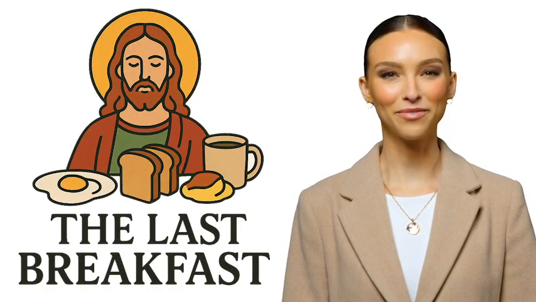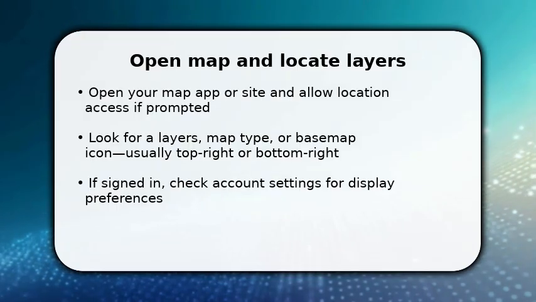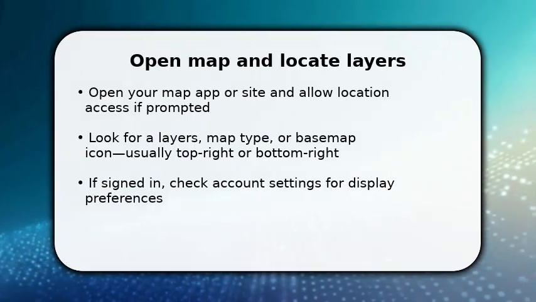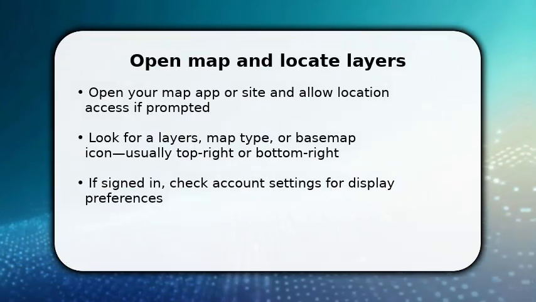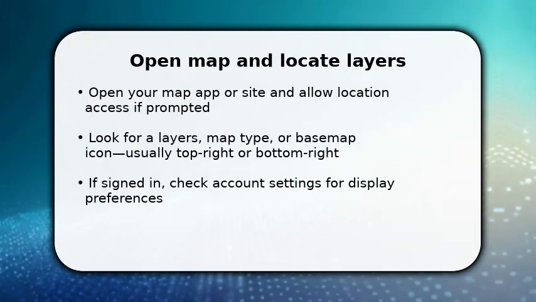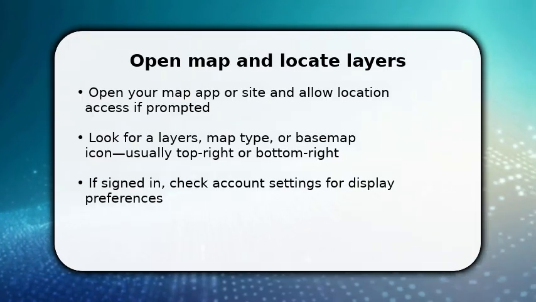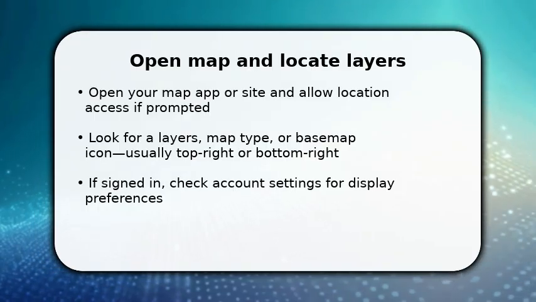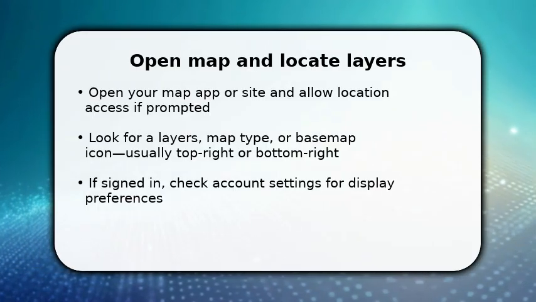Please enjoy the video. You start by opening the map app or website and moving directly to the map canvas. Tap the layers or map type icon. It's often a stack, globe, or grid symbol near the corner. Once done, make sure your device's location is enabled so the map centers correctly.